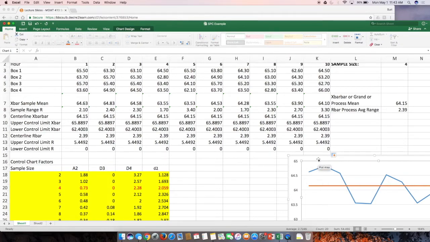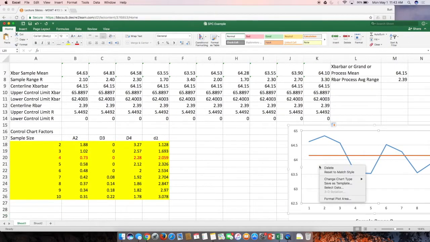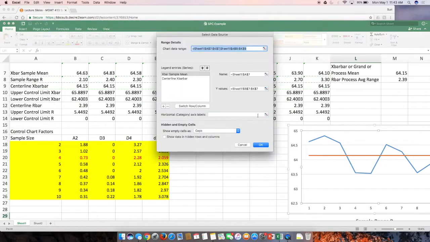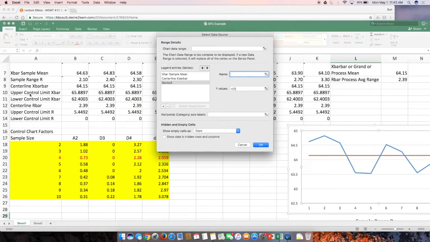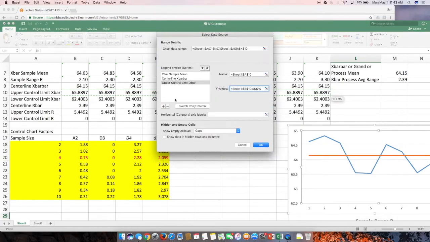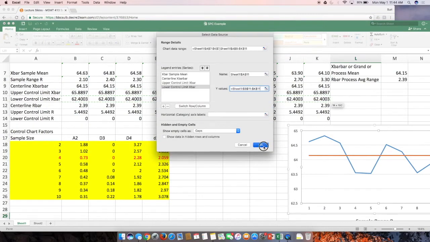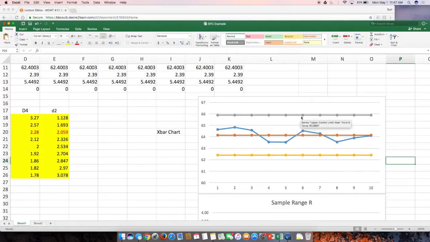So what I'm going to do is come down here and right click on this chart and say select data, and I'm going to add 2 new lines, one for the upper control limit with values, it's going to be the same value, and then one for the lower control limit. The name is plus minus something times R bar.